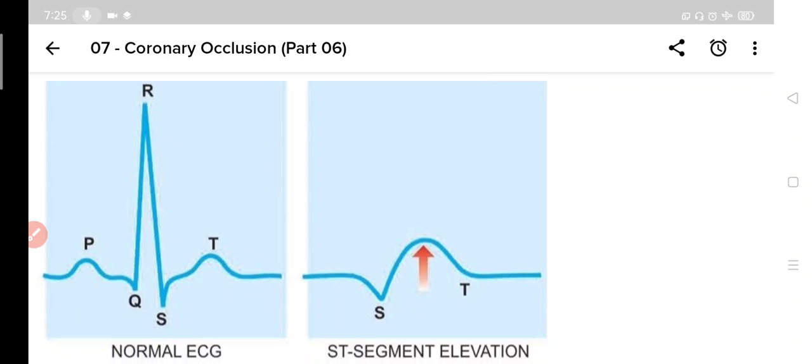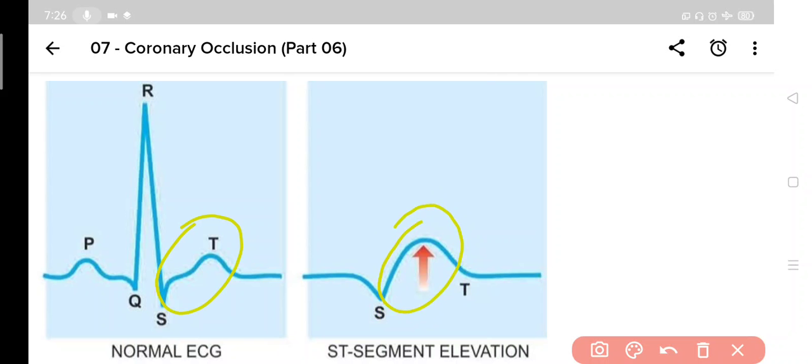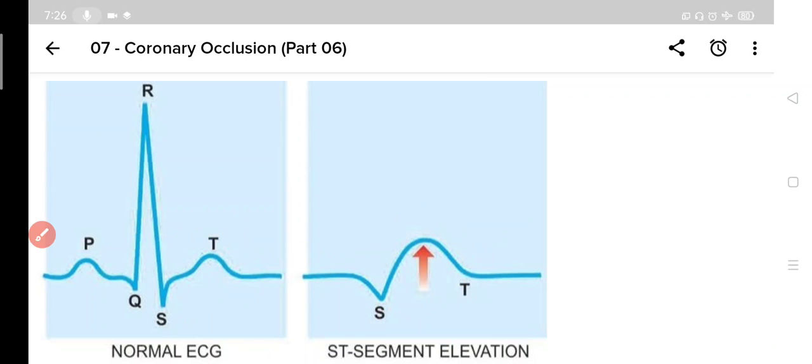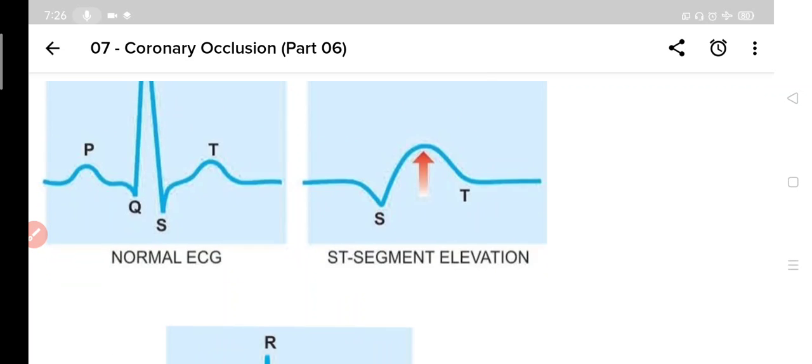In this image you can see that there are two ECGs. The picture on the left side is a normal ECG, and the picture on the right is the ECG in a patient of myocardial infarction. You can clearly see that in myocardial infarction, the ST segment level, compared to the normal ECG, is increased, so this is called ST segment elevation. This is the most important ECG change in a patient of myocardial infarction.